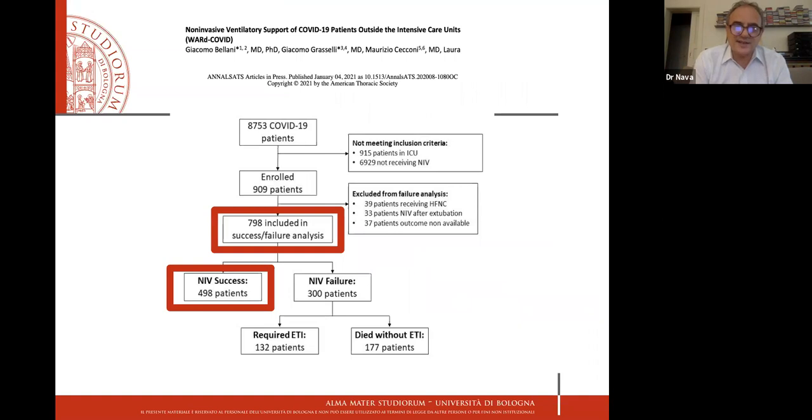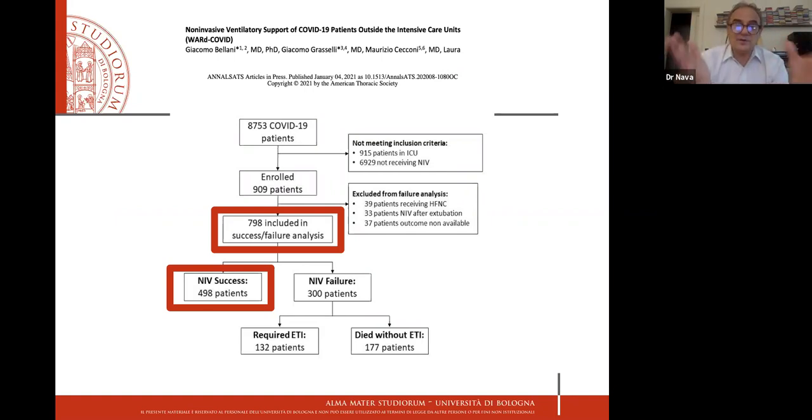In the first 3 weeks of the outbreak, they admitted almost 9,000 patients in that large Italian region, actually the largest. Around 800 of these patients were treated with NIV outside the ICU. The success rate was pretty high, considering that the environment was not the best one.